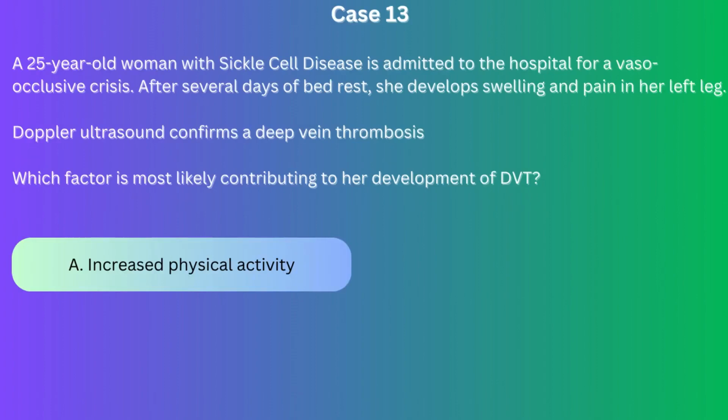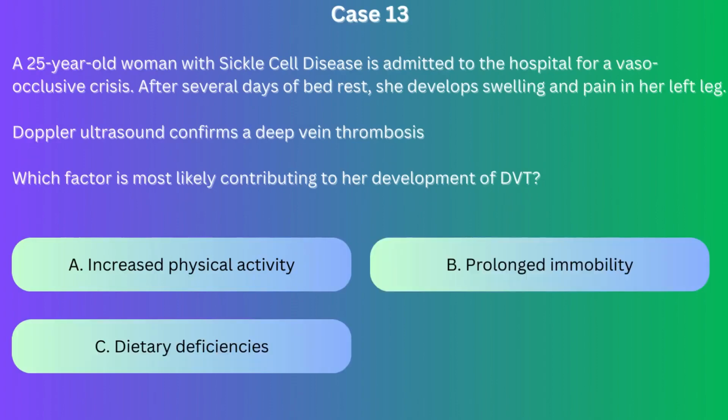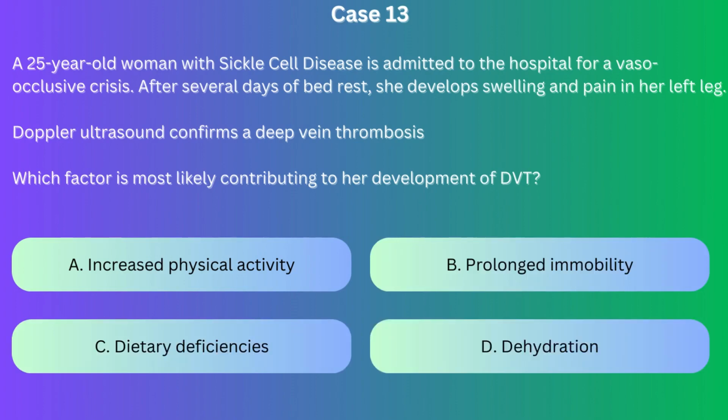A. Increased physical activity. B. Prolonged immobility. C. Dietary deficiencies. D. Dehydration. Answer. B. Explanation.